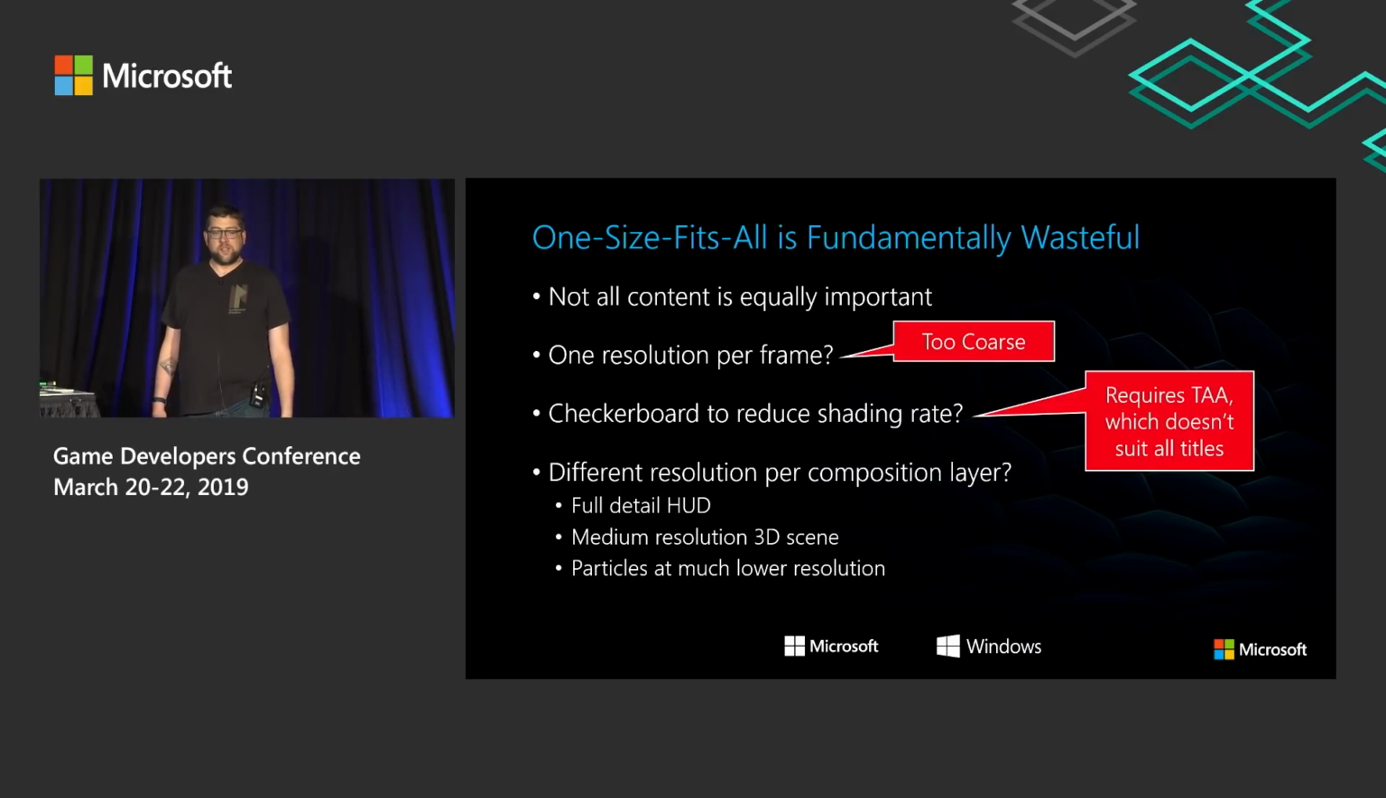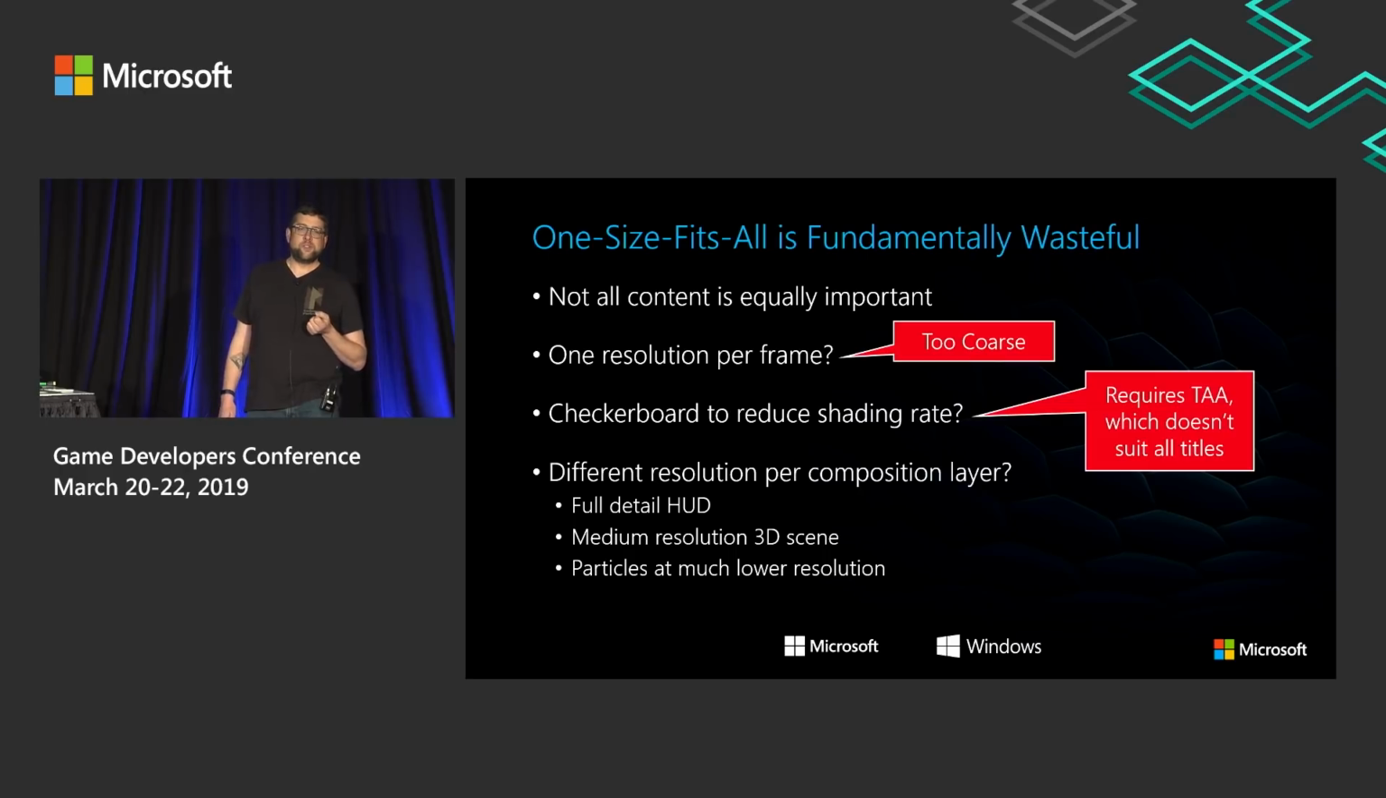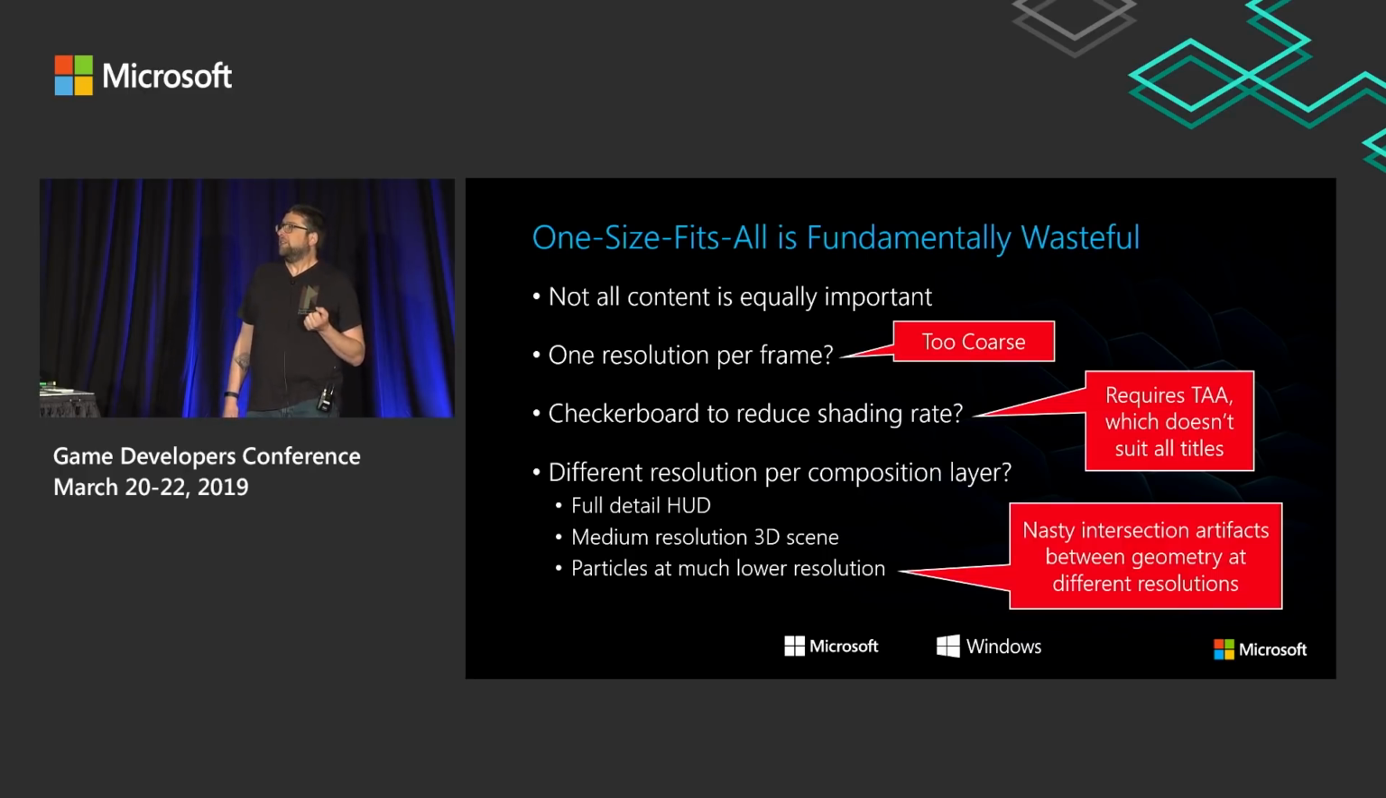You can start doing things like a different resolution per layer. A lot of games will compose things out of pieces and change the resolution accordingly. So maybe you draw your 3D scene at one resolution and then particles at a much lower resolution. It's generally hard to get the intersections right when you do this, and we've all seen those games where the particles look great until they go through a piece of scenery, and then you've got huge stepping artifacts. There are ways to fix those, but they're not ideal.